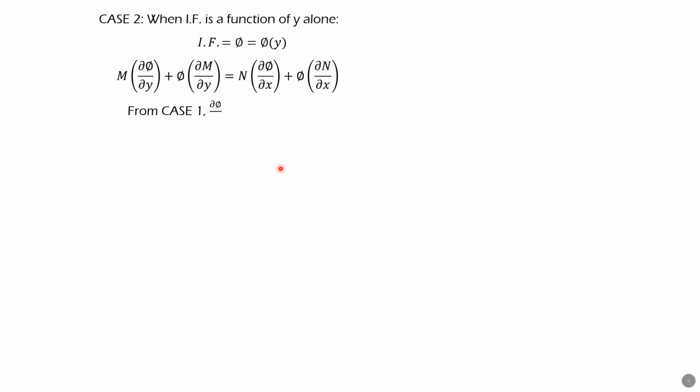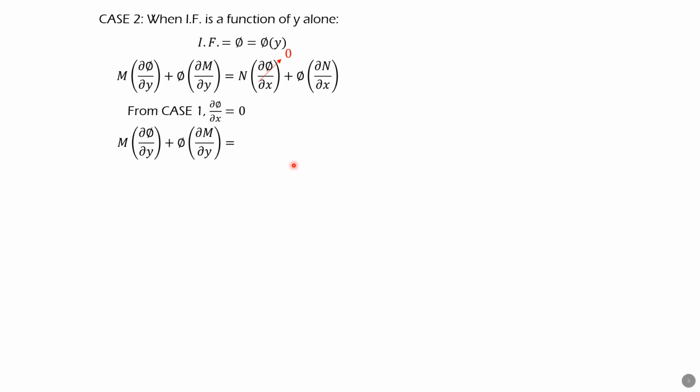So that's why this part is 0. So from case 1, the partial derivative of p with respect to x is 0. That's the reason. So that is 0. So because that is 0, this reduces to m partial of p with respect to y plus p partial of m with respect to y equals p partial of n with respect to x.